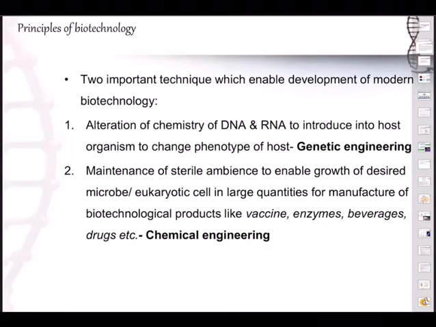So what are the principles involved? Two important principles enable the development of modern biotechnology. What are those? One, alteration of chemistry, that is, alteration of the chemistry of DNA and RNA. We know from our previous session, molecular biology, everything about DNA, its chemical structure. So if we can alter that chemistry, for example, we said the nitrogen base adenine pairs with thymine. Suppose we remove thymine and put something else. So we have altered the chemistry of DNA.